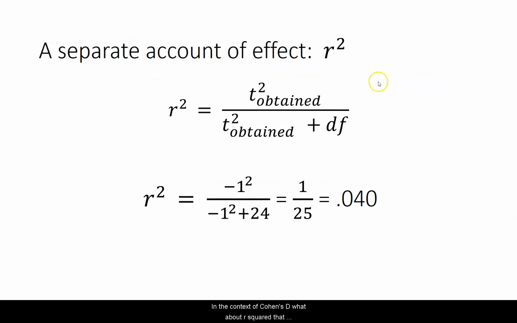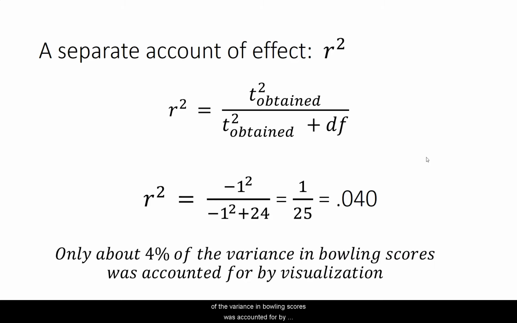What about r squared? Now you remember that's the obtained t squared, divided by t squared plus the degrees of freedom. Now what happens when we square a negative? It's always positive. So negative 1 squared is 1. Negative 1 squared plus 24 is 1 plus 24 is 25. And I got an r squared of 0.04. How do I interpret that? Well, only about 4% of the variance in bowling scores was accounted for by visualization. That's it. That's not very much.